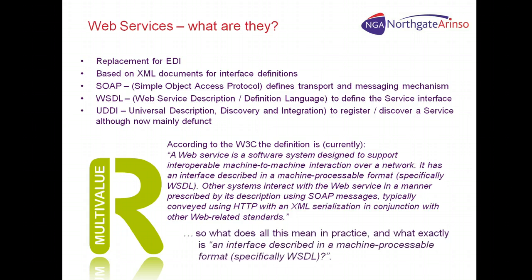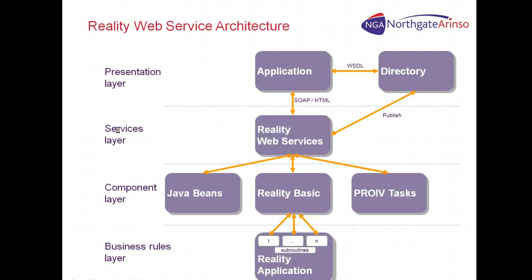So what does all this mean in practice? And what exactly is an interface described in a machine processable format? Well, Reality, in the form of its web services architecture, has provided the necessary components in each of these four layers to be able to provide that service that meets the requirements of the definition.